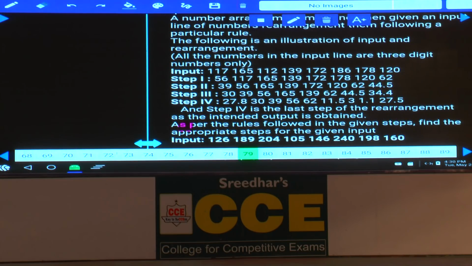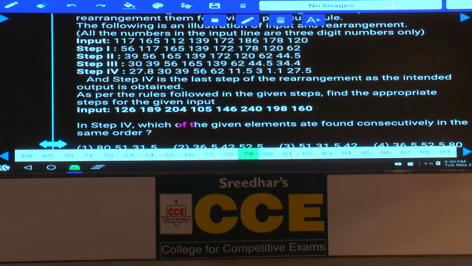Then question number 79 onwards. Now it is based on input and output. Now 117, 165 and so on, if you observe here, the numbers were changed, isn't it? As the numbers were changed here, there is some operation taking place on this. Then 56. Now 56, where is 56 here? What is the least number among the given numbers? 112. Now this 112 is divided by 2 and it is written at the first place. The least number divided by 2 is written at the first place, and the highest number.